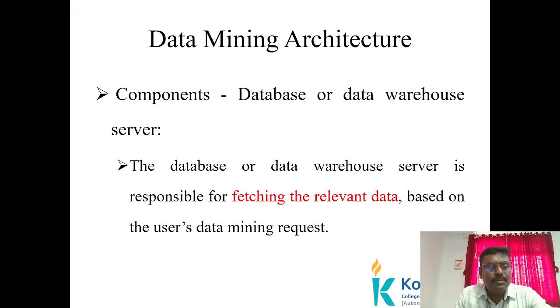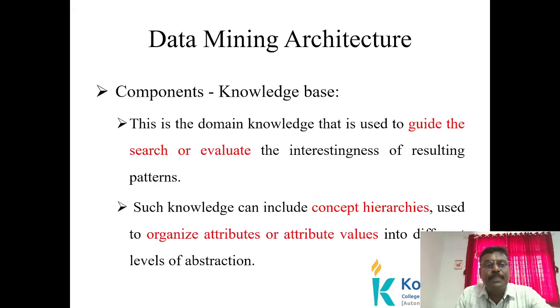Take a simple example, register number 1. It goes to search the data, searching database 1, database 2, and database 3. Wherever you have the data, it is displayed on your screen using these techniques. Then the next component is called the knowledge base. This is domain knowledge that is used to guide the search or evaluate the interestingness of the resulting pattern. Such knowledge can include concept hierarchies, user beliefs, and attribute values at different levels of abstraction.